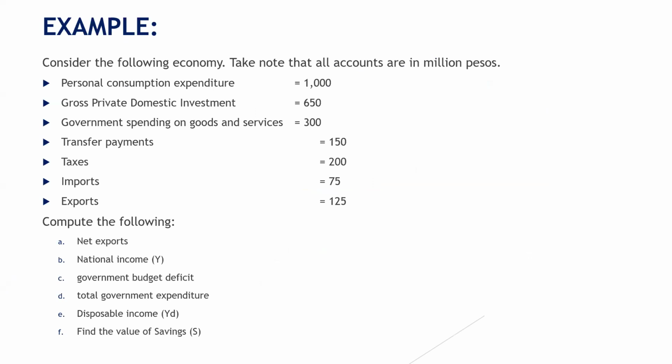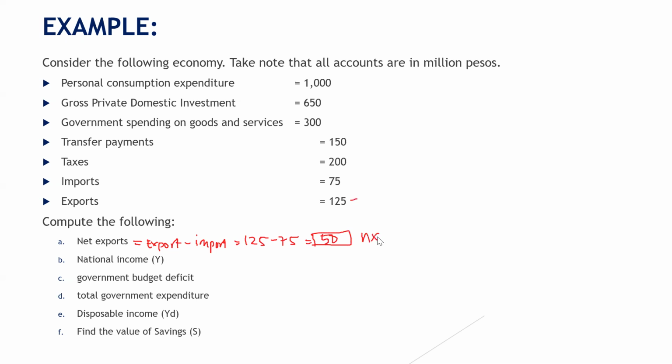We will not find investment because investment is already given. So here, first, let's solve for the net export. Again, the net export is export minus the import. So here we have export, which is 125 minus 75, so here we have 50. Now, 50 million pesos. So this is now our net export.